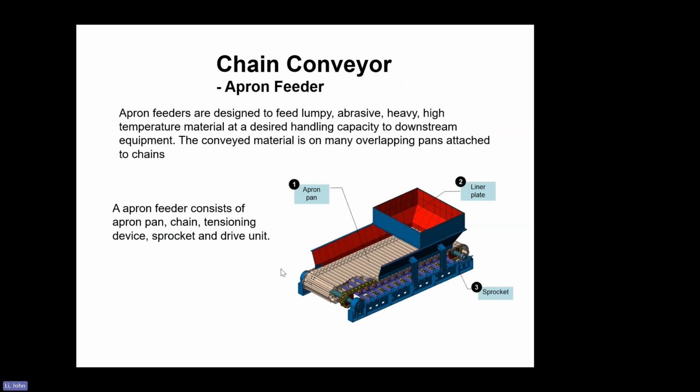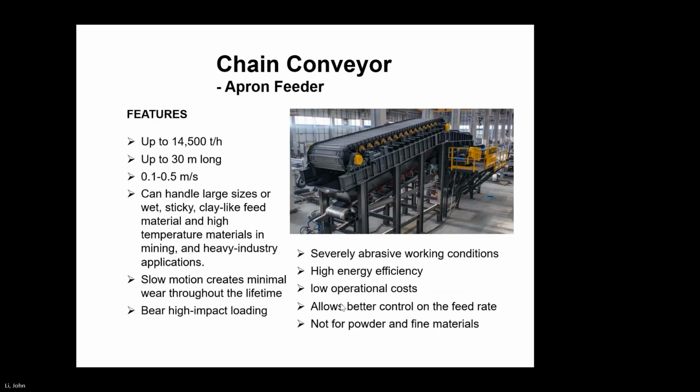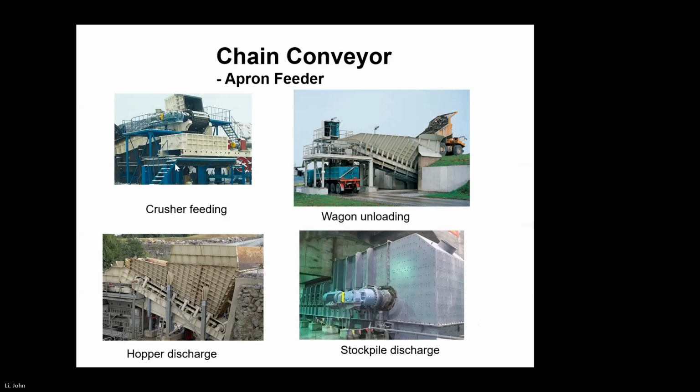Now I introduce the chain conveyor. There are lots of types of chain conveyors. I introduce only 3 types here. First one is the apron feeder. It is most used in mining projects, to discharge materials, like feeding a crusher.